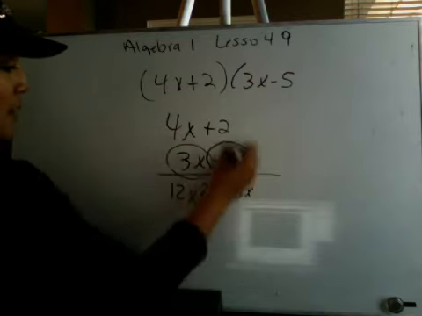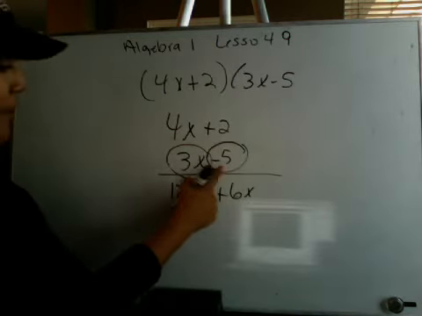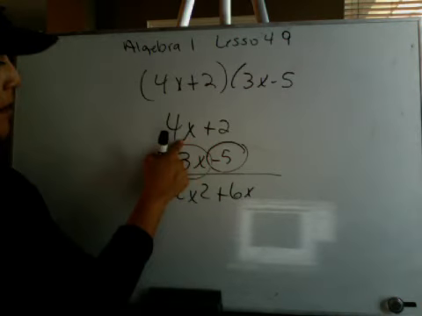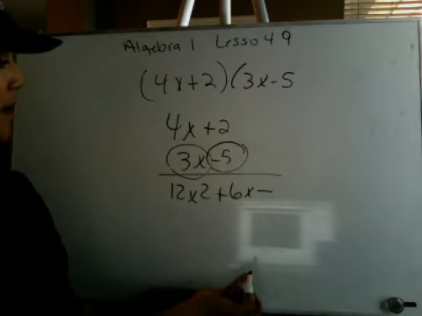Then you take the second term, which is a negative 5. Don't forget that negative. Negative 5 times positive 4x is a minus, because a negative times a positive is a negative.